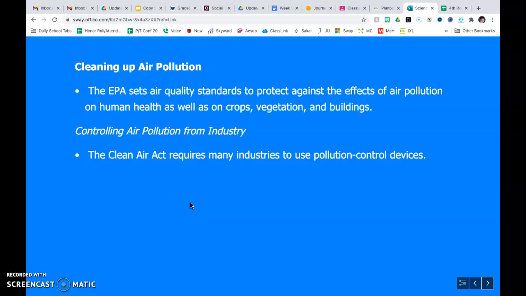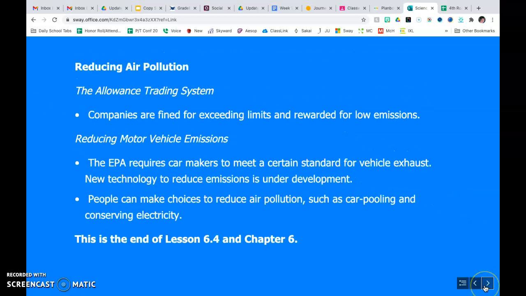We've got the EPA, the Environmental Protection Agency. They set quality standards to protect against the effects of air pollution on human health, as well as on crops, vegetation, and buildings. And there was a Clean Air Act that was passed that requires many industries to use those pollution control devices that I talked about earlier. So some ways to get companies to get on board with this: they're fined if they exceed those limits put forth by the EPA, and then they're rewarded if they have low emissions.